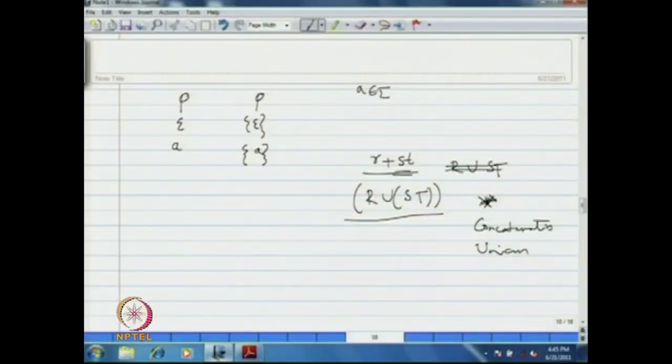So, if phi is a regular expression, then we write that L(phi), the language represented by phi, is phi. Similarly, epsilon is a regular expression, L of epsilon is the singleton epsilon. Similarly, L of a is {a} itself. Similarly, if r is a regular expression, the corresponding language L(r) may be some set capital R and so on.